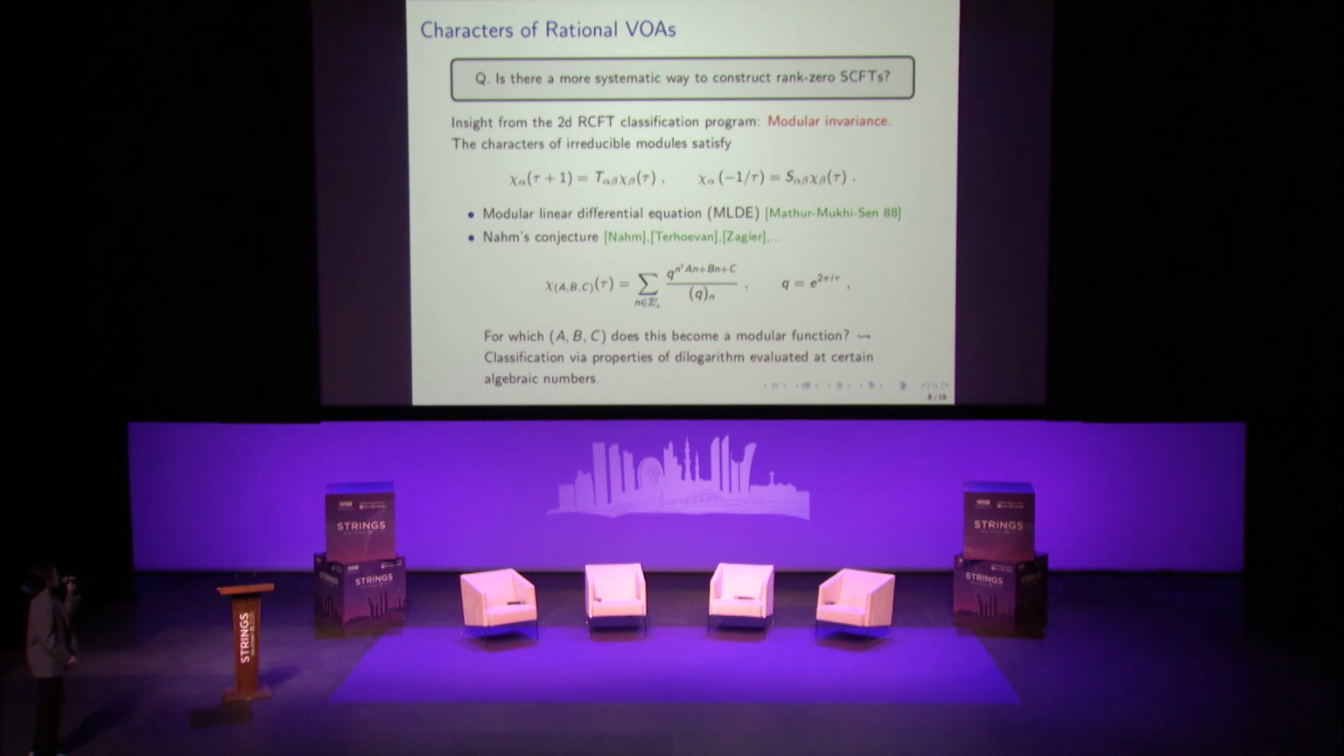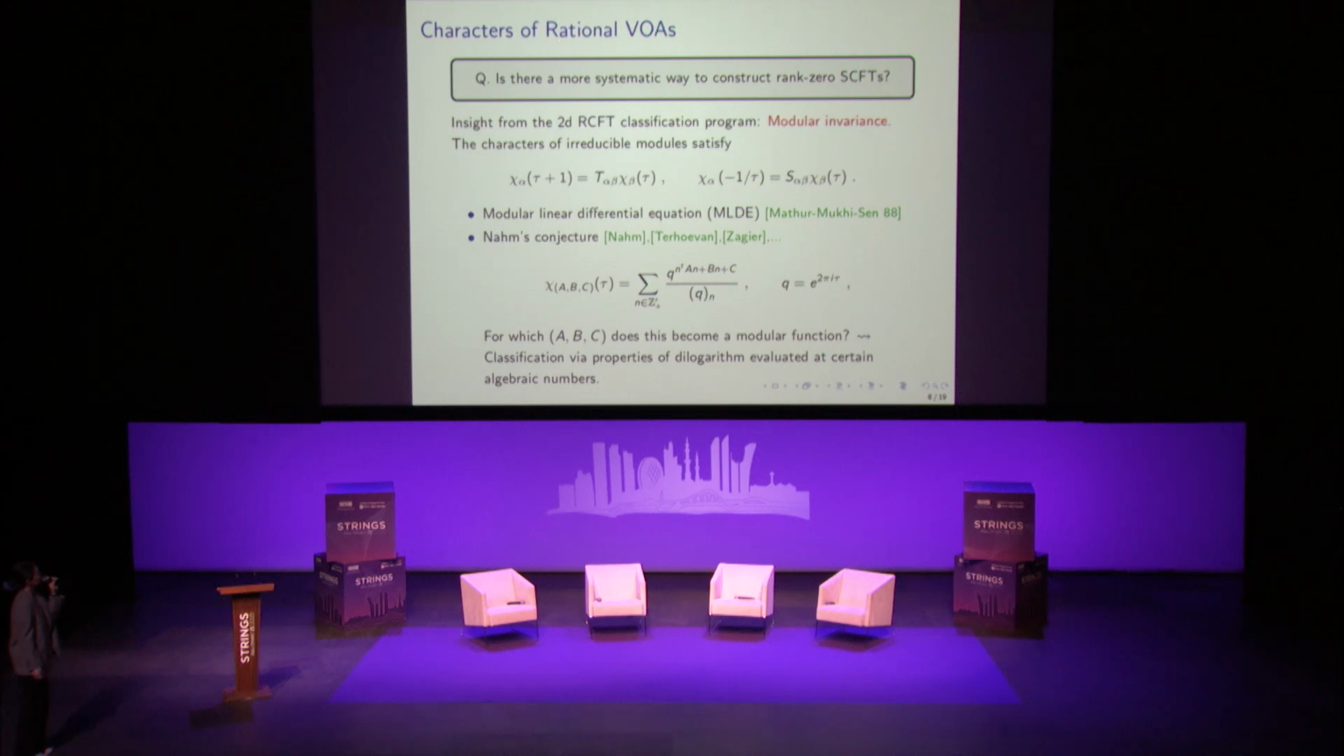So this is all good, but it's very difficult to go beyond this example because for the construction of the rank 0 SCFT, you have to rely on some accidental supersymmetry enhancement, and it's very difficult to predict from the UV gauge theory point of view. So the natural question here is, is there a more systematic way to construct rank 0 SCFTs? We can get some insight from the 2D RCFT classification program.